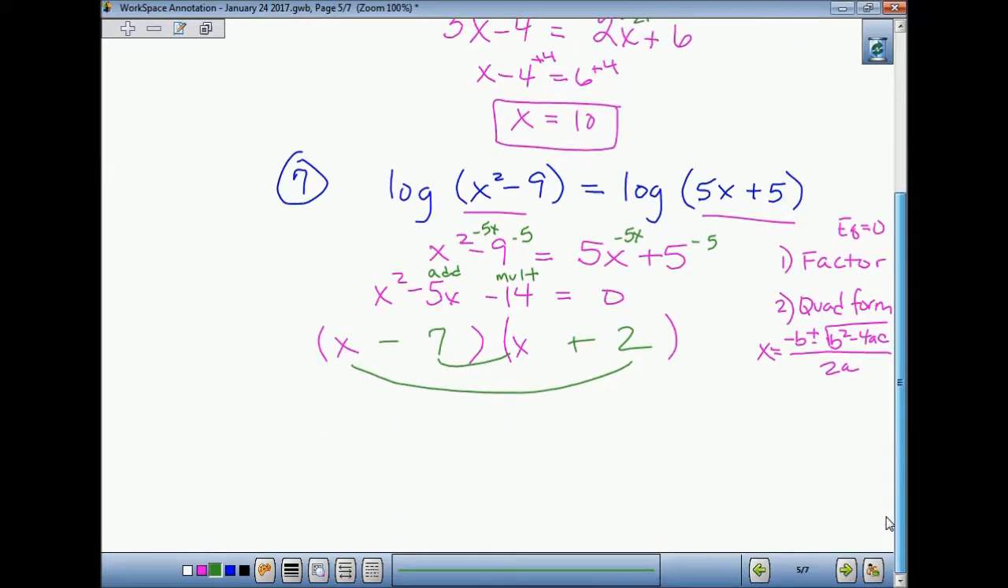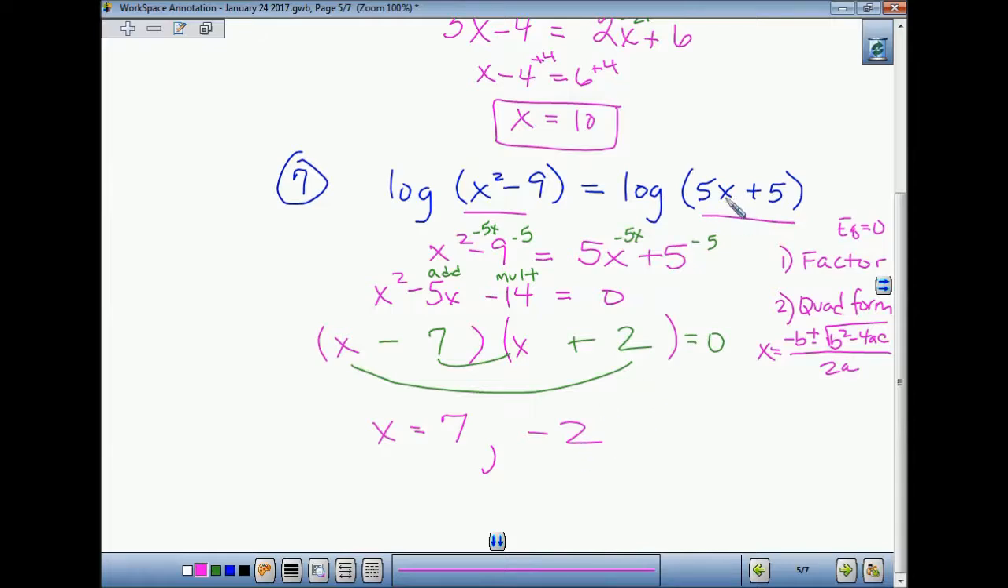All right, so now we're factored. But this equals 0. So the only way this product can equal 0 is if this factor has a value of 0 or this factor has a value of 0. What value of x would make this factor equal 0? 7. What value of x would make this factor equal 0? Negative 2. So these are my possible solutions, but they both don't work.